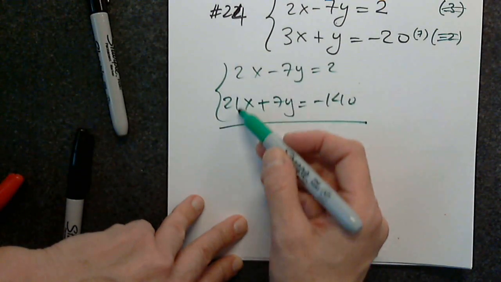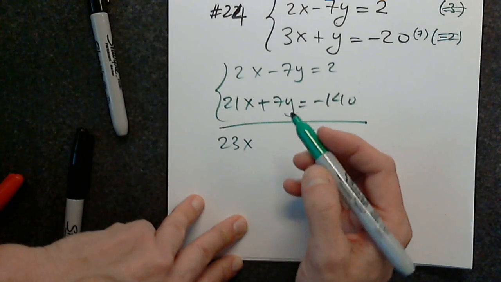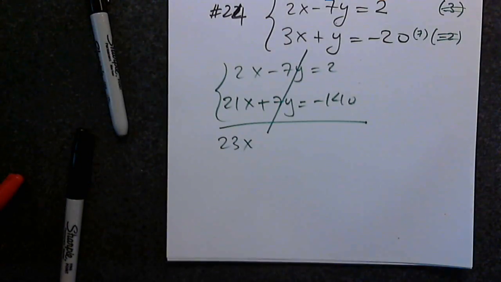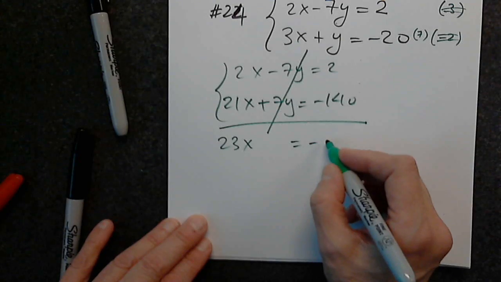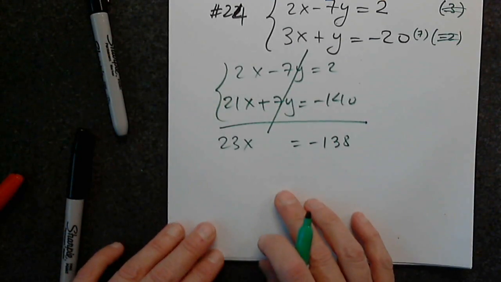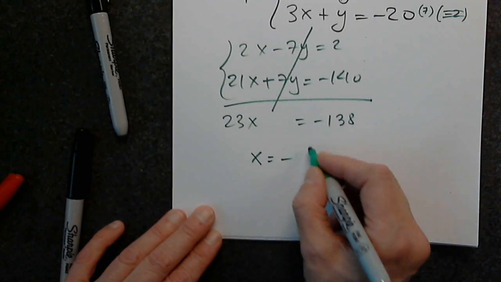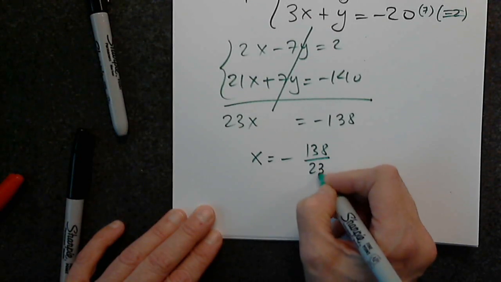When I add these two, I get 23x. But I accomplished my target. I eliminated y by adding -7 to +7y. That was 0. So this is -138. So x equals -138 divided by 23.